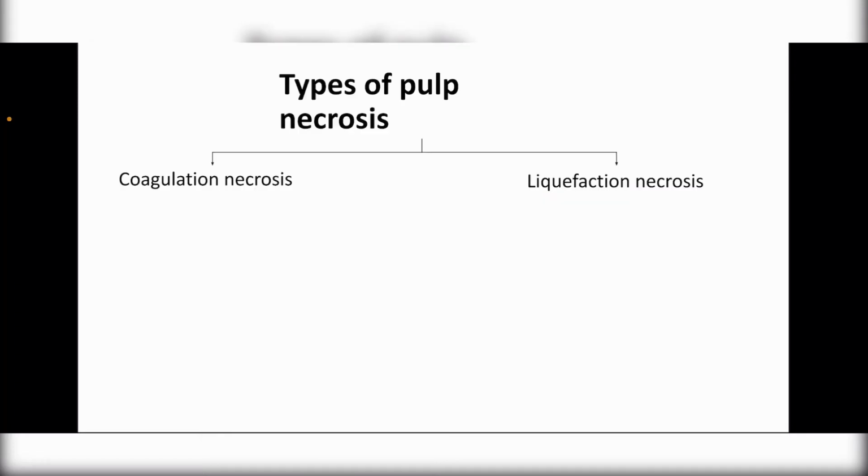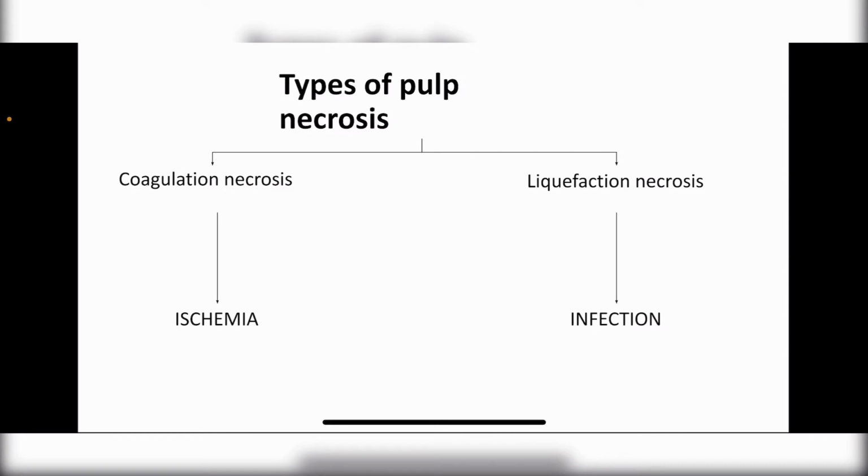As for the types of pulp necrosis, we've got two: coagulation necrosis and liquefaction necrosis. Coagulation necrosis is caused by ischemia, and liquefaction necrosis is caused by an infection. Ischemia is a condition in which the blood flow and oxygen are restricted or reduced in a part of the body.